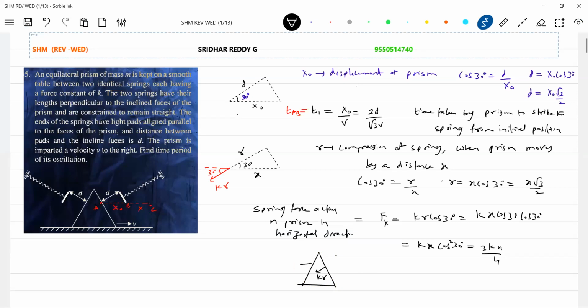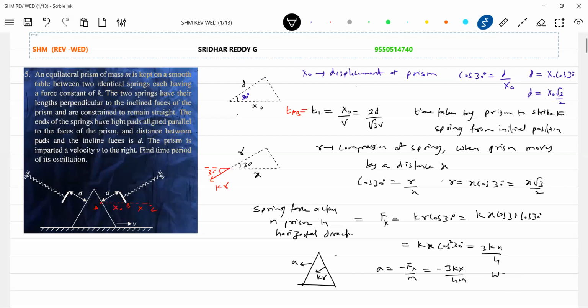It will undergo retardation, no? So what is that retardation? Minus fx by m. From this we'll get 1/4 of the time period will be half of the time period. Let me call this T2.